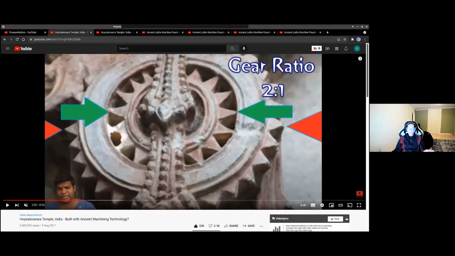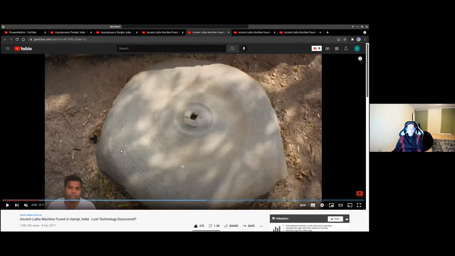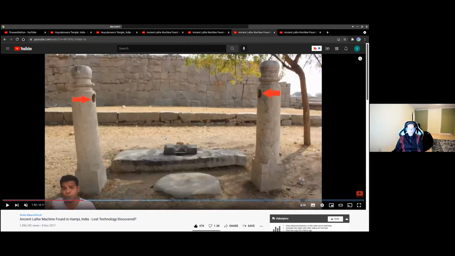It has a gear ratio of 2:1, so it sort of resembles a gear. Here we see this presenter on YouTube examining the stone, and here's a close-up of the stone where you see these concentric rings. And here's the stone, here are the pillars, and here's the platform that was maybe moved off to the side.